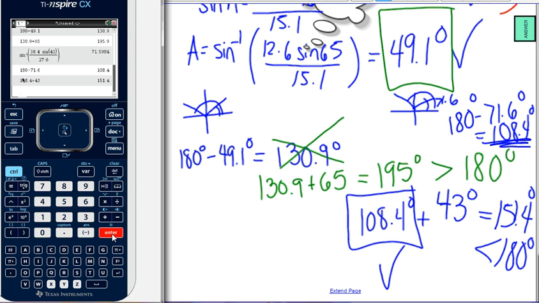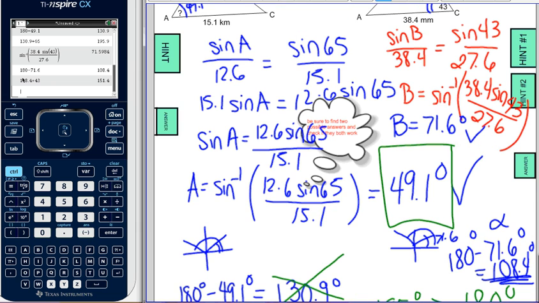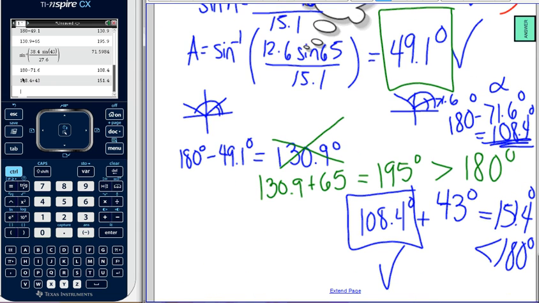So what we got here, when we did 180 minus our alpha, that's another possible solution. So one solution is 71.6 degrees. The other solution is 108.4 degrees.